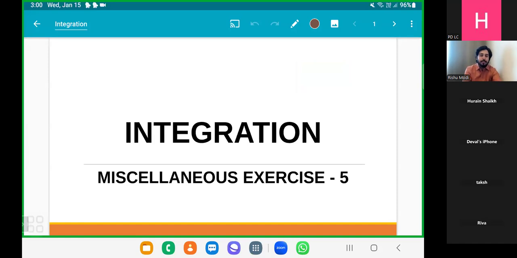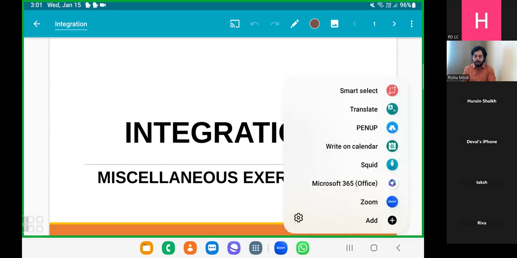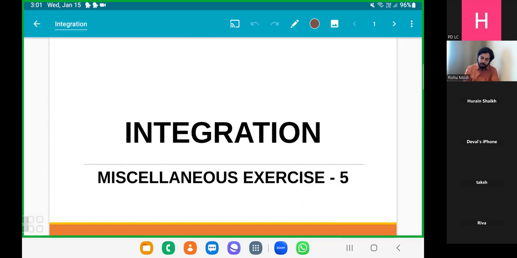Okay, so miscellaneous exercise. Here again, to find the values, fill in the blanks, true or false, or the correct answers, objective questions, multiple choice questions, you need to solve integration. There is no shortcut as such that you will get the answer straight away. But if you practice a lot, you will understand what the answers are without solving. So let's start with the integration part, miscellaneous exercise 5.